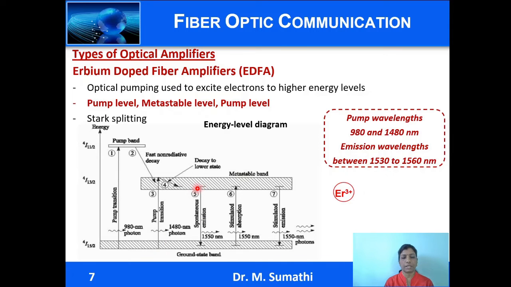Some of the ions move to the ground state level on their own, emitting a photon, and this is called spontaneous emission, which contributes to noise. Similarly, a small fraction of the ions get stimulated to the higher energy level by absorbing energy from the incoming signal photon, and this is called stimulated absorption, and it causes loss. So we have pump wavelengths that can operate at 980 nanometers and 1480 nanometers, and due to the continuous band of the various energy levels, the emission wavelength is maximum between 1530 nanometers and 1560 nanometers.